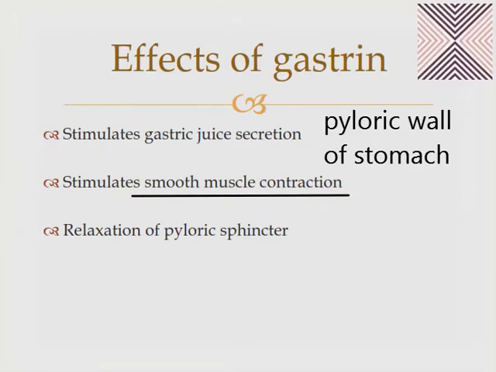The chemical part of this secretion of gastrin is due to the presence of some compounds in the food, or the compounds which are produced during the digestive process inside the stomach. So that will increase the secretion of the gastrin. Whenever this gastrin is produced in the pyloric wall of the stomach, it will go back to the stomach and increase the gastric juice secretion, in which particularly the parietal cells of the gastric glands are stimulated to increase the release of the HCl.